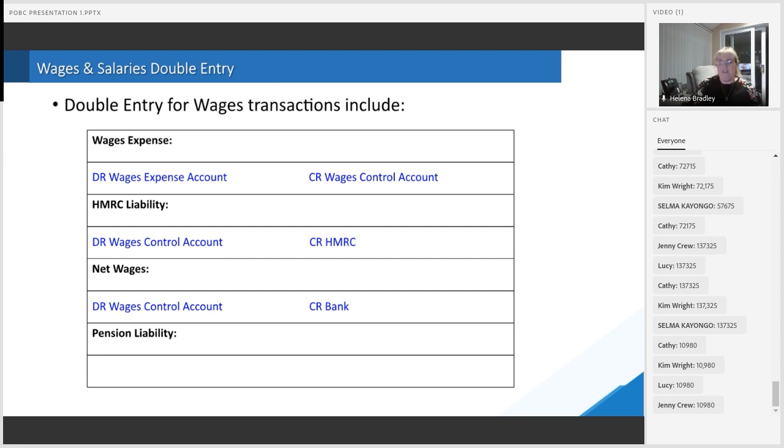And lastly, the pension liability, guys. We're debiting the control. We're crediting the pension administrator. We're recording what we have to pay across to our pension administrator pot.